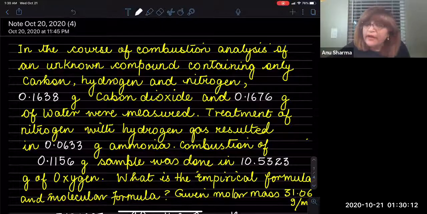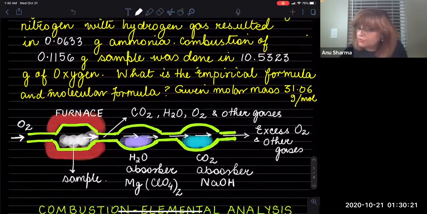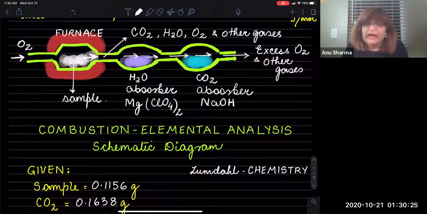And so how do you find the empirical and the molecular formula with all these given weights of carbon dioxide, water, and ammonia? So first of all, in order to understand this problem, it's very important you understand the elemental analysis. I have explained this in one of my previous videos, but I'm going to repeat this again. So this is what they do. They take the sample, which contains carbon, hydrogen, and any other elements, and they blast them with a lot of oxygen in a furnace. In other words, they are heating it at a very large temperature.